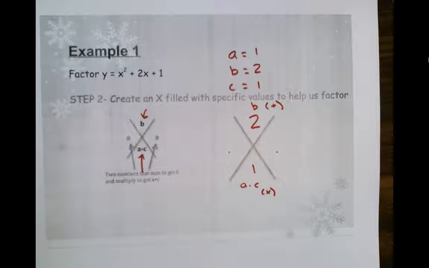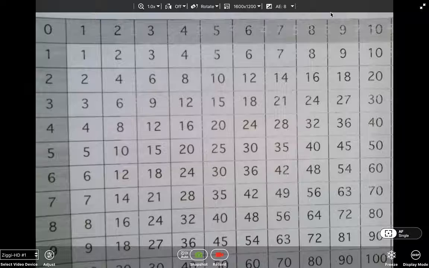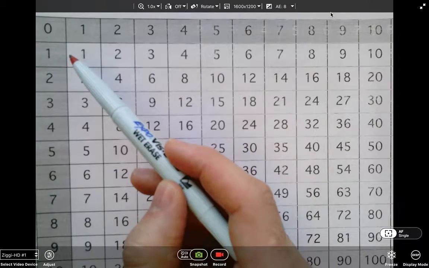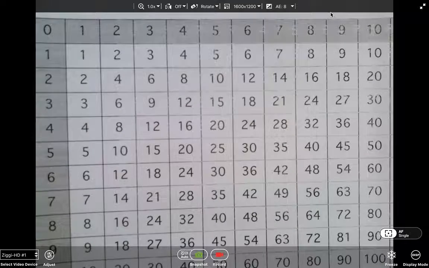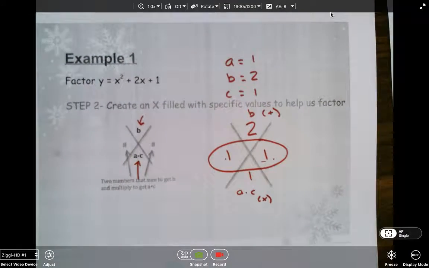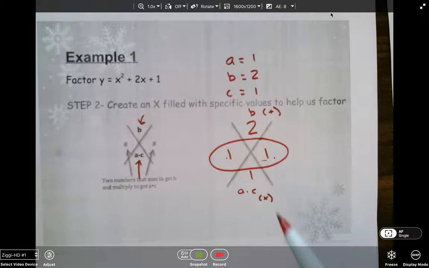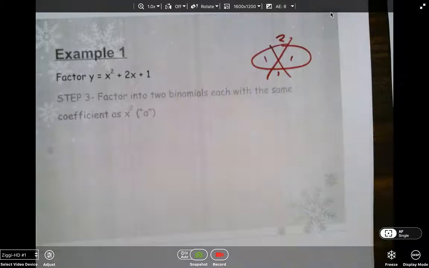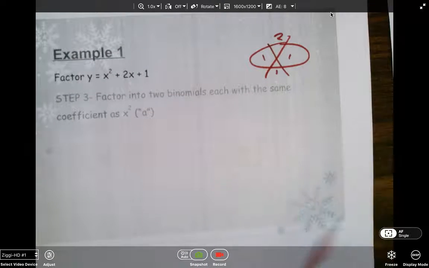To go through and do that, you're going to use your multiplication. So if we look at our multiplication table, we see that the only two numbers that multiply together and give you 1 are going to be 1 and 1, which, nicely enough, add up to 2. So we're able to put 1 and 1 in these two spots on the sides of the X. Those are going to be our key values. Okay, and it's important to remember the 1 and the 1.